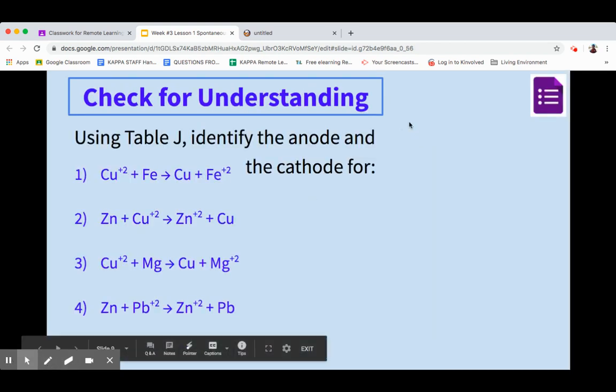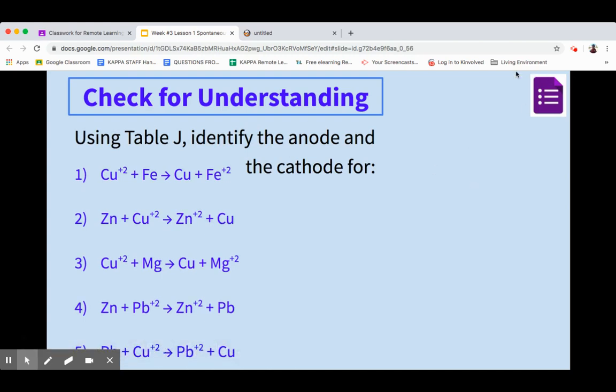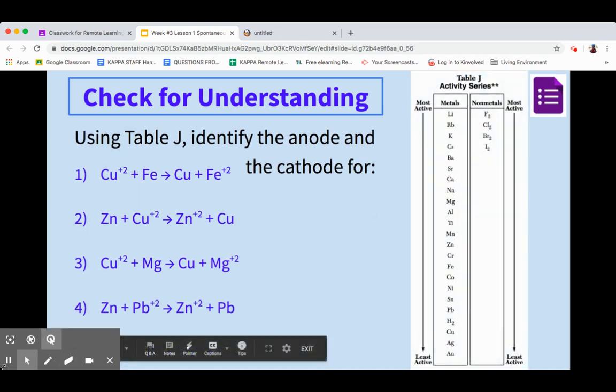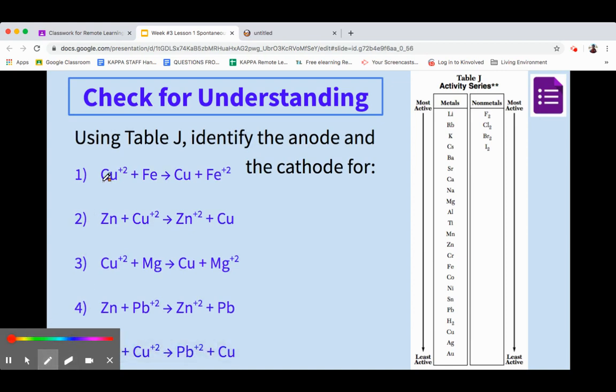Okay, now we're going to do a check for understanding. We're going to do the first one together, and then the rest of them are on your Google form. So using table J, identify the anode and cathode for the 5 following reactions. So for the first one, we're looking at copper ion and an iron solid atom. So using the chart, which of these would be my anode and cathode? Let me see.